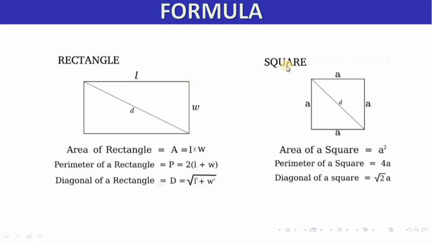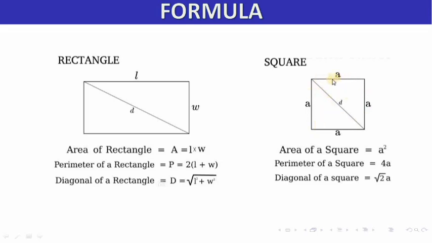Now square. What is square? Square is also a rectangle where both the length and breadth are equal. In other words, each and every side of this square will be equal to each other. And by the way, one more thing: each interior angle of both rectangle and square will be 90 degrees. You can see this is 90 degrees, this is also 90 degrees, this is also 90 degrees, and this entire thing is also 90 degrees.